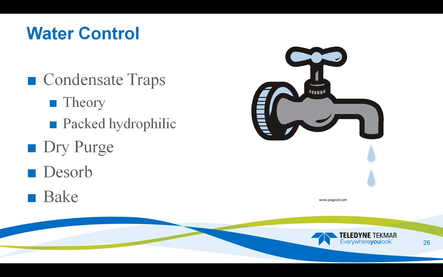We have our condensate trap, and we'll get into some of the theory behind condensate traps, discuss a little bit about packed hydrophilic condensate traps. We also remove water during our dry purge stage. So again, a little bit about that, how that works, how to optimize that. We can deal with water both in our desorb preheat, and this ties back to our condensate trap, and then also during desorb, primarily length of desorb, so we'll discuss that. And then finally, our bake cleanup at the end of our sample, making sure that we adequately remove any leftover water so that we don't accumulate water in our system and cause water peak issues down the road.